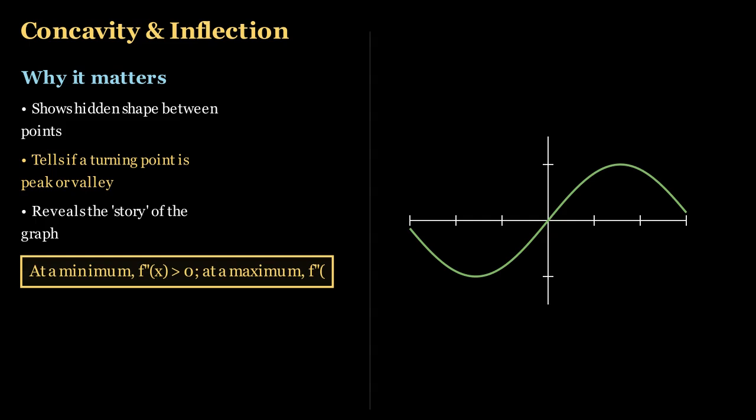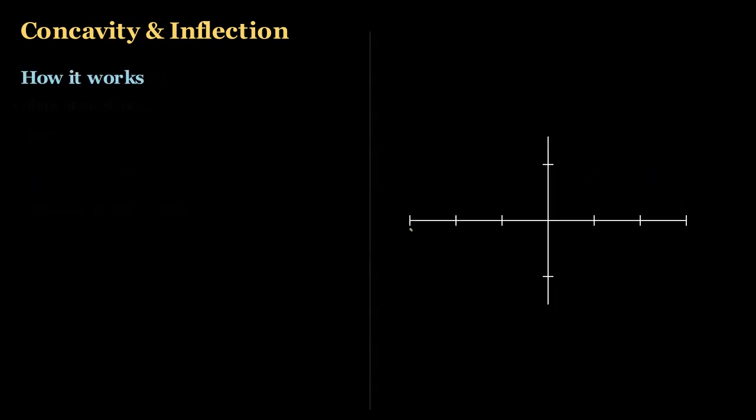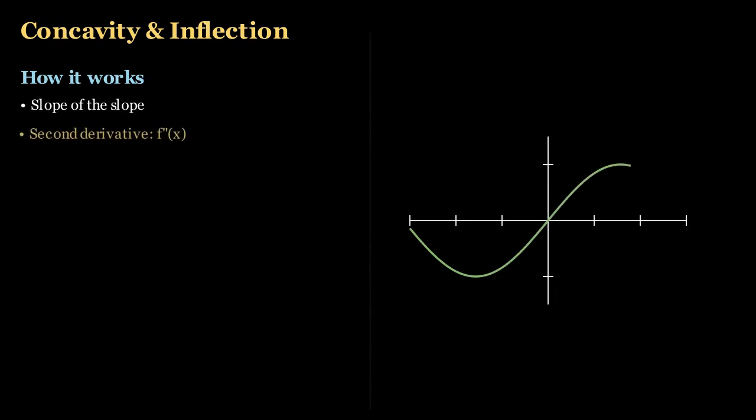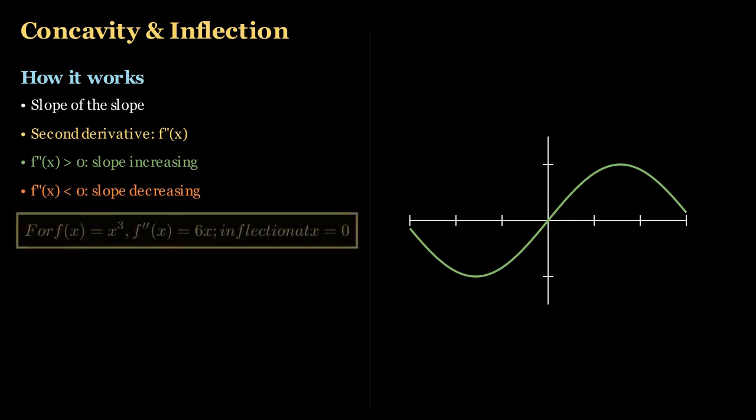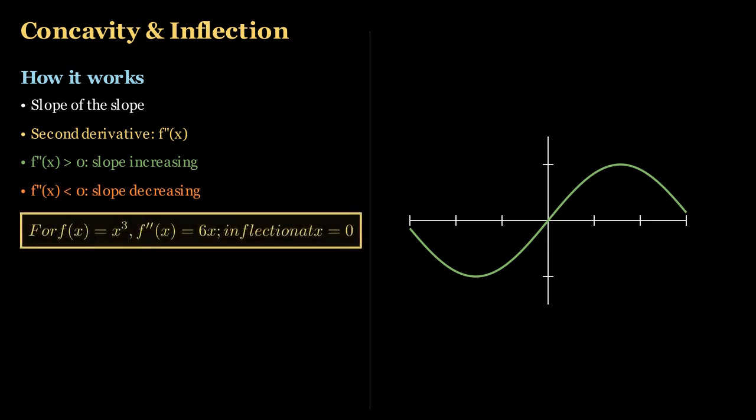We already know the first derivative, f prime of x, tells us the slope or rate of change at any point. Concavity comes from asking, how is that slope itself changing? If you're walking along the graph and the slope is getting steeper and steeper upwards, the curve is bending up, that's concave up. That means the derivative of the slope, which we call the second derivative and write as f double prime of x, is positive. If the slope is getting more and more downhill, the second derivative is negative, and the curve is concave down. So concavity is just the slope of the slope.